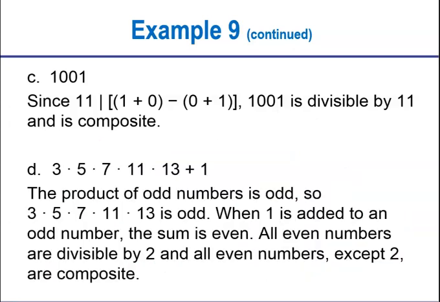Oh, yeah, typed up. Here you go. The product of odd numbers is odd. So 3 times 5 times 7 times 11 times 13 is odd. We don't even care how big it is because it's big. It's odd. When you add 1 to an odd number, the sum is even. All even numbers are divisible by 2, and all even numbers except 2 are composite. Remember, 2 is prime. Every other even number is composite because it is divisible by 2.